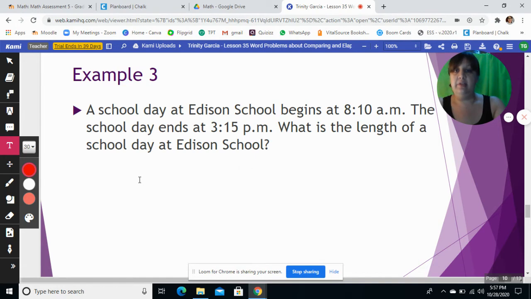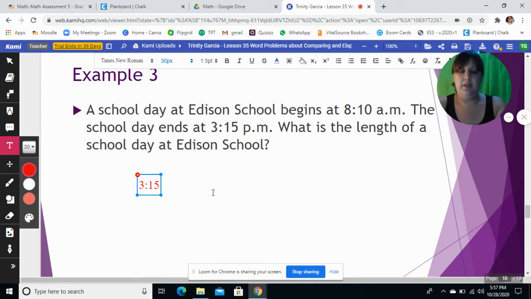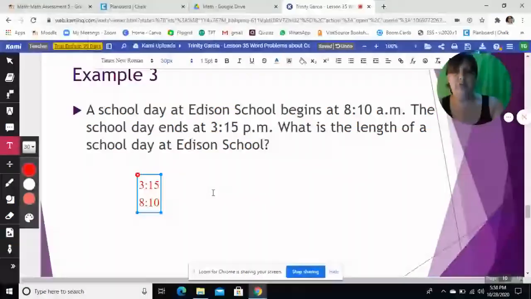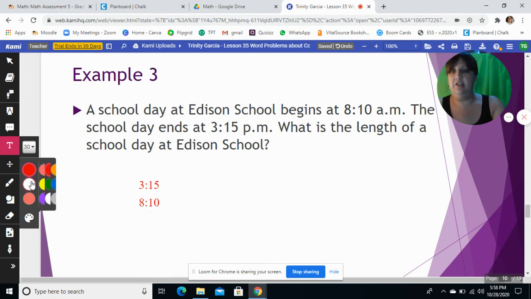All right, so again, you need to take your larger number, which is your later point in the day, in this case 3:15, and you're going to subtract your earlier number, your earlier hour. Okay, it looks like a bigger number, right? Because 8 seems bigger than 3, but we know that 3 in the afternoon is later than 8 in the morning. So then you're going to do like that, and you're going to draw a nice line and do subtraction.